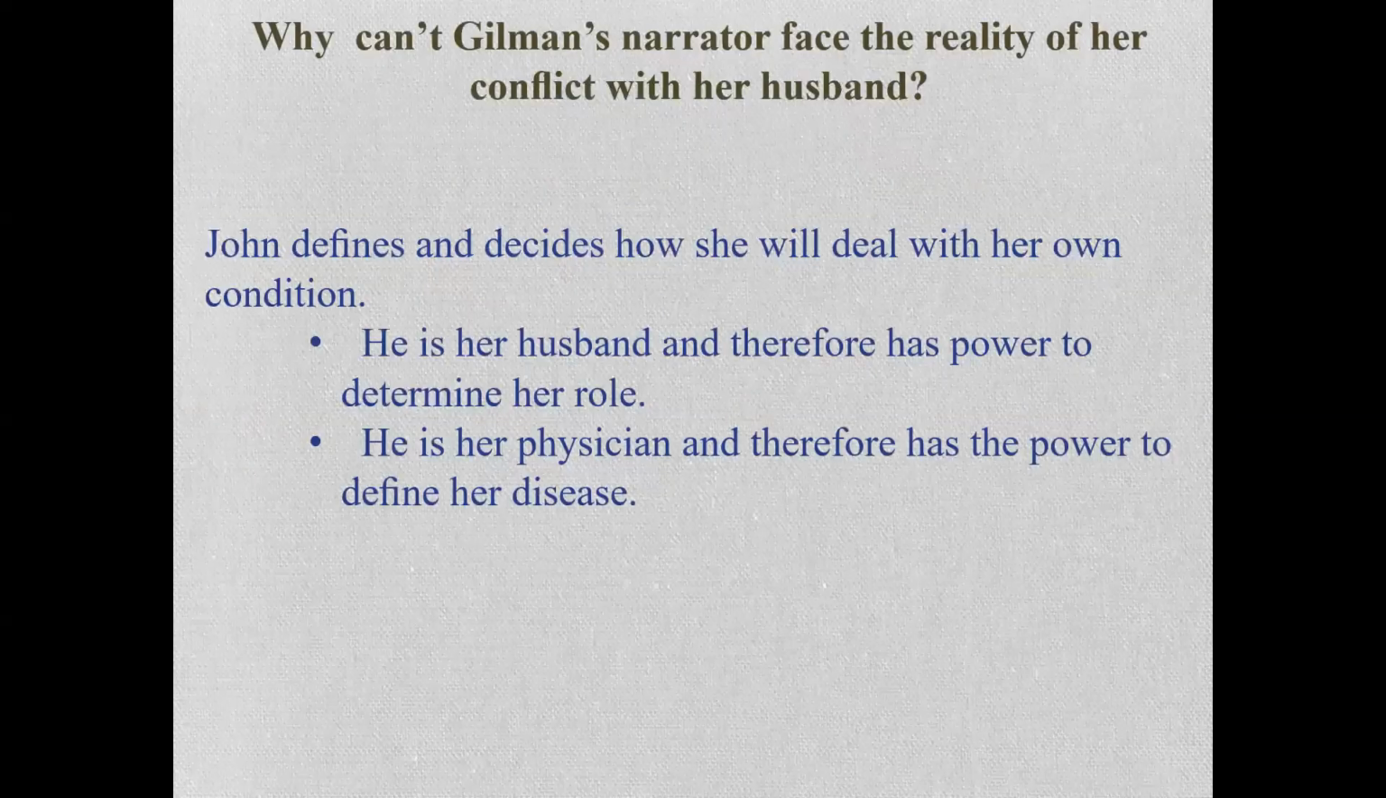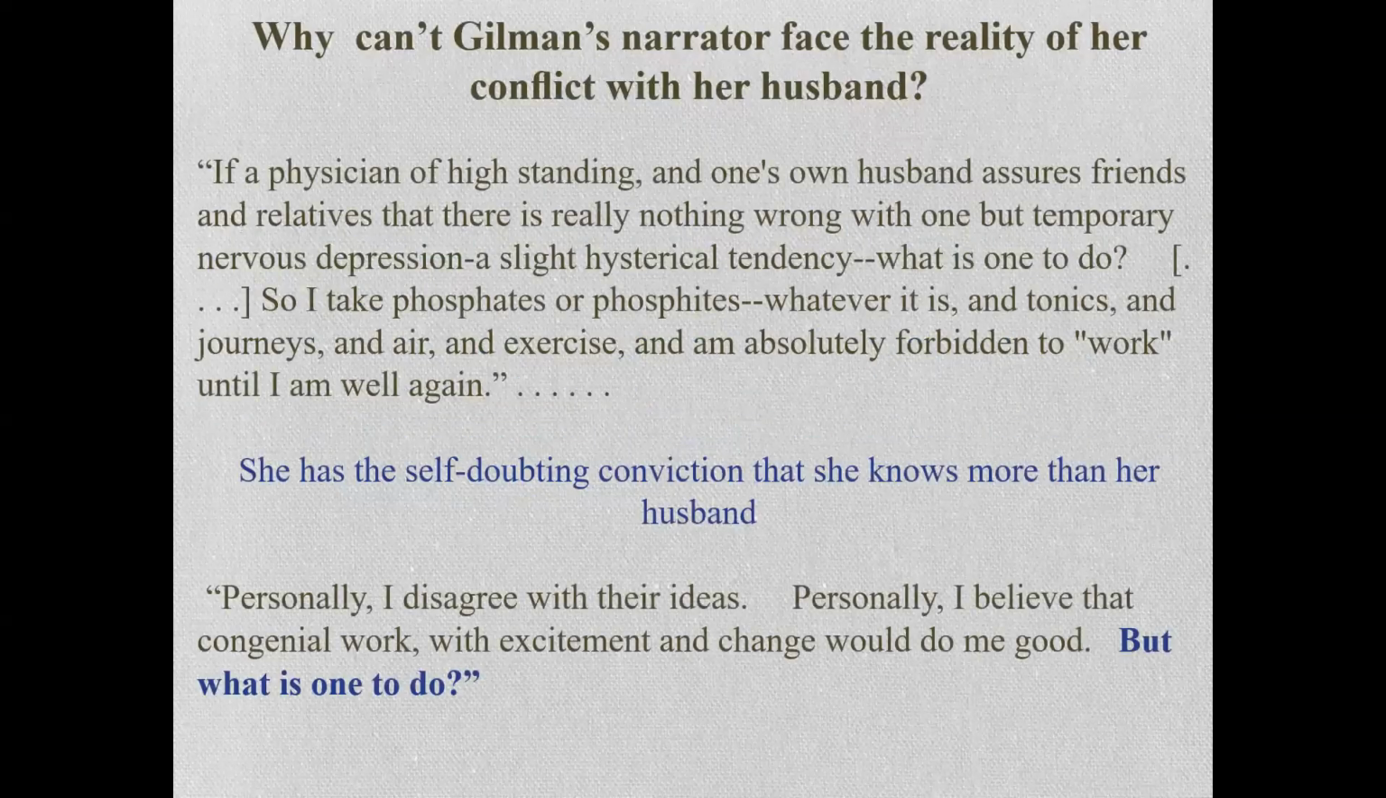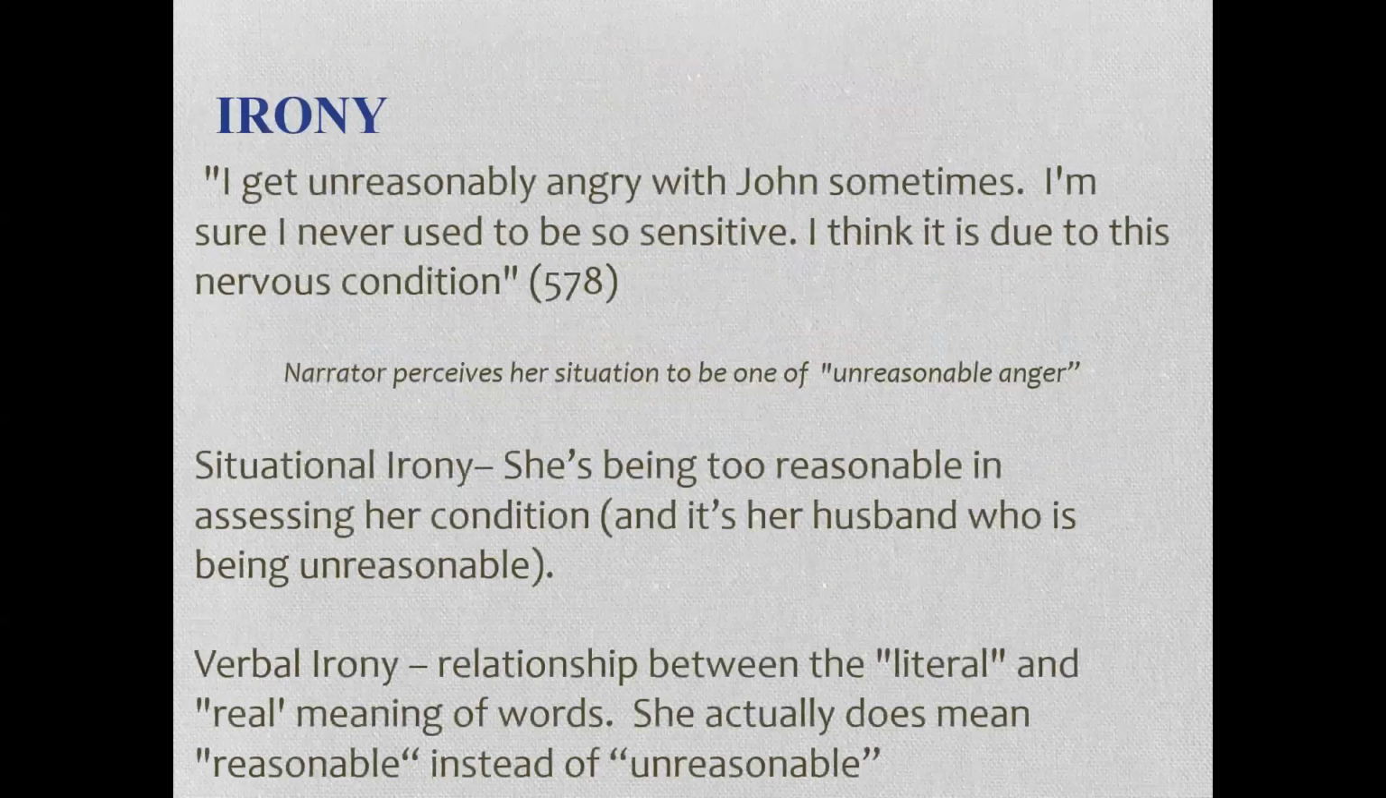Now I wanted to look a little bit more closely. Here are some of the irony things. I can actually do this with you right now. This is how these stand out. "I get unreasonably angry with John sometimes. I'm sure I never used to be so sensitive. I think it's due to this nervous condition." What's interesting is that she perceives her situation as one of unreasonable anger, but she's very reasonable throughout the entire story. She's practical, she's pragmatic, and she's logical.